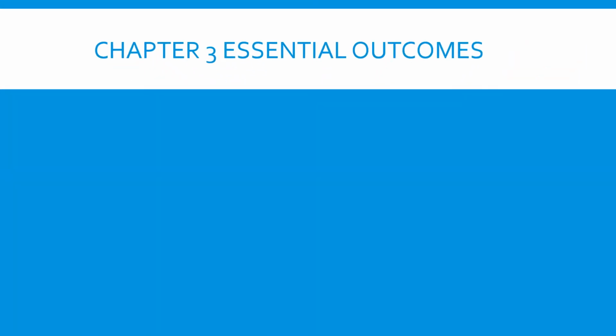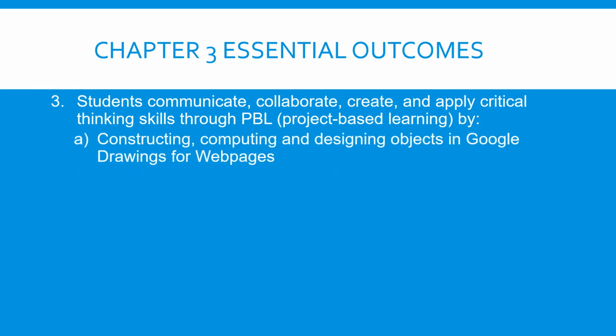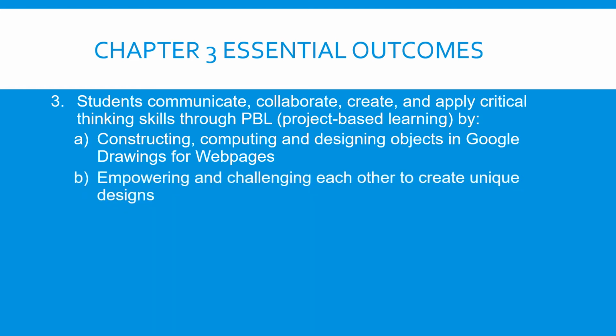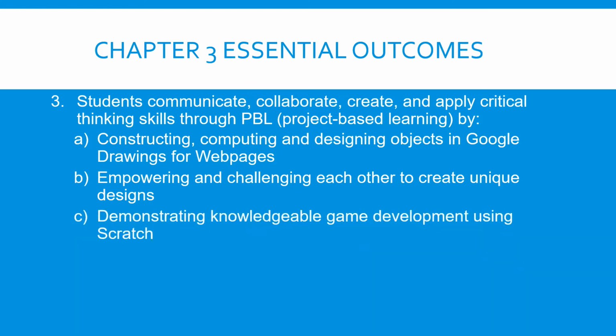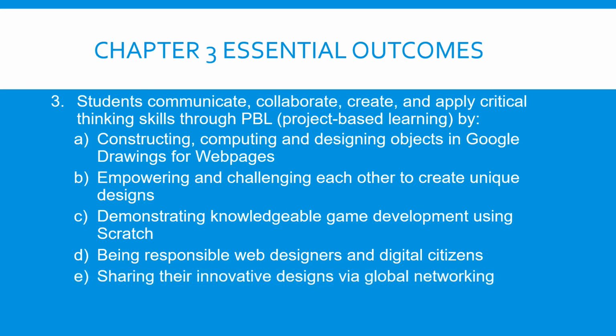Chapter 3, Essential Outcomes. Students communicate, collaborate, create, and apply critical thinking skills through project-based learning by constructing, computing, and designing objects and Google Drawings for web pages, empowering and challenging each other to create unique designs, demonstrating knowledgeable game development using Scratch, being responsible web designers and digital citizens, sharing innovative designs via global networking, linking keywords to project application.